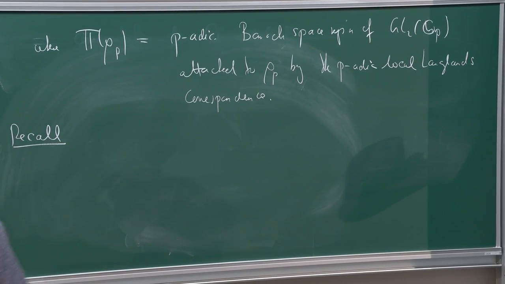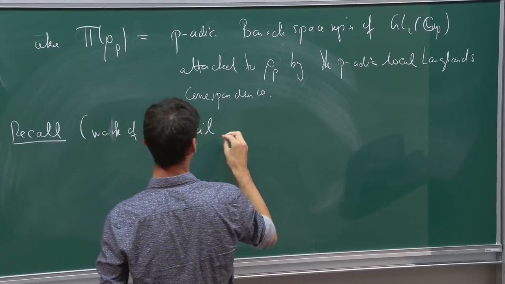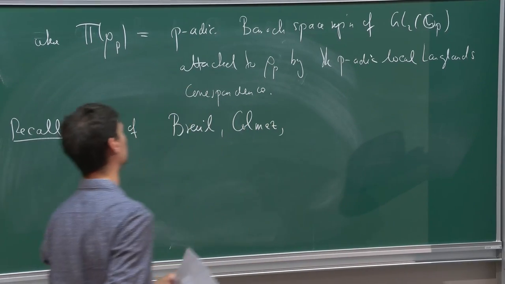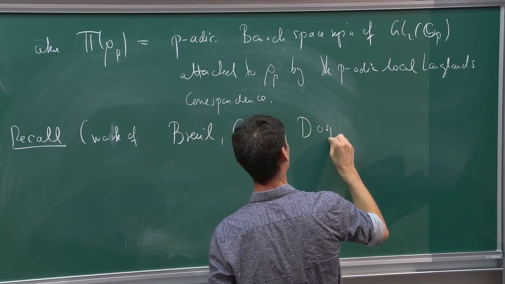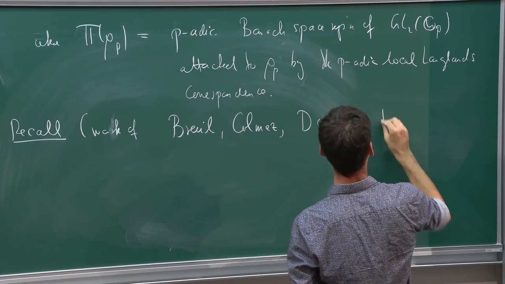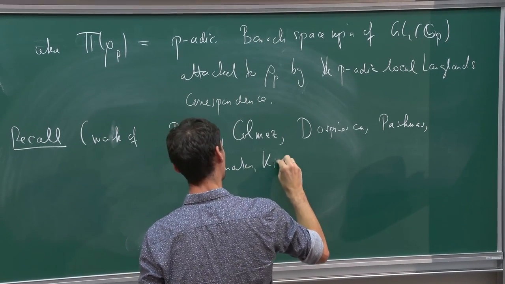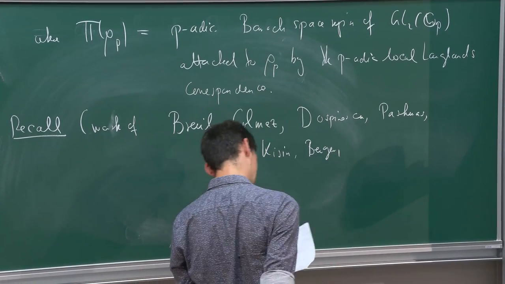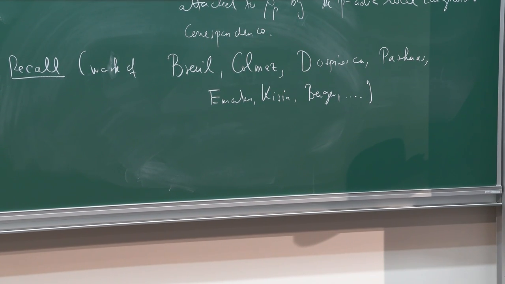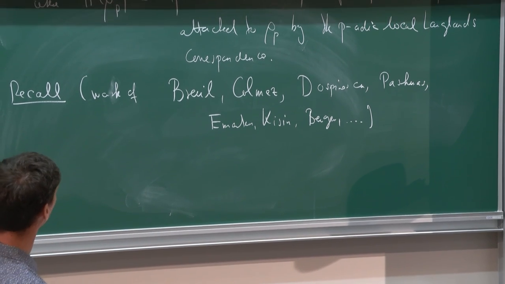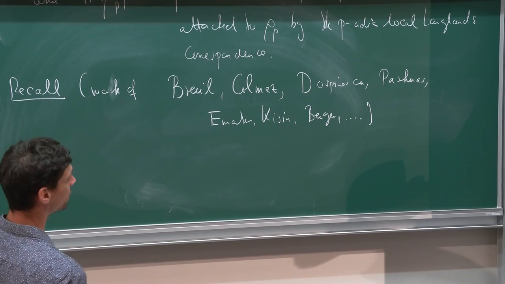At least once. So that's the work of many people, initiated by Christophe Breuil and then with a tremendous amount of contribution by Colmez, but also Gabriel Dospinescu, Vytautas Paškūnas, Emerton, Kisin, Berger. Well, certainly many more. I hope I at least have some of the most important contributors on the board, which tells you that there exists a map.